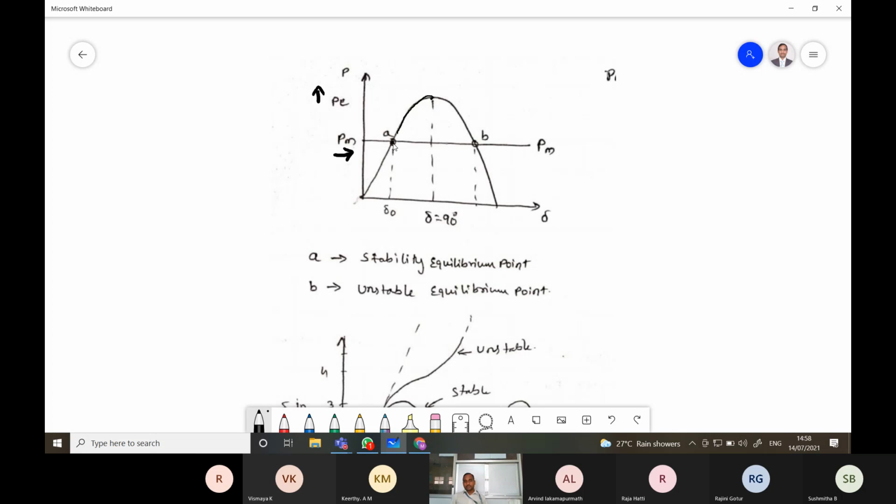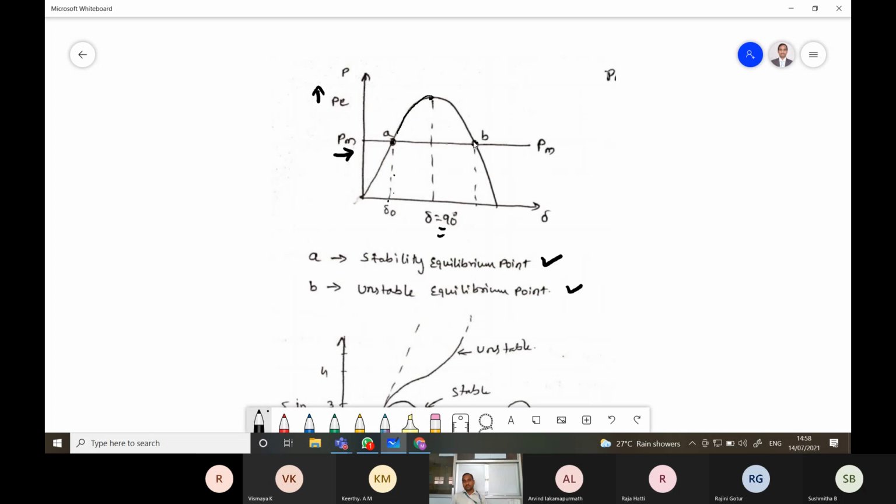So we will get two different points. A is the stable equilibrium point and B is the unstable equilibrium point. Initially the angle delta is called delta naught at point A, the stable equilibrium point. If this delta reaches the maximum value at delta equal to 90 degrees, and if delta crosses 90 degrees, we cannot achieve stability.